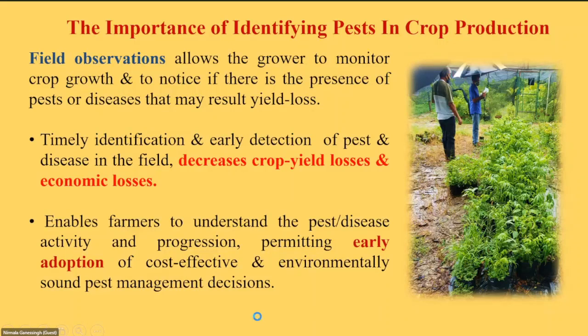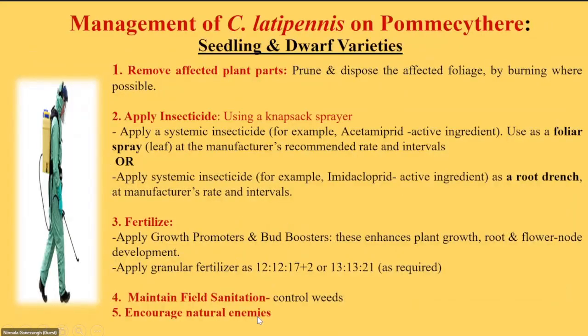The picture shows a protective layer. So how do we manage it? How do we manage and control this psyllid? This slide shows the management strategies of the psyllid on dwarf varieties and seedling plants of Pommecythere. So these are the smaller plants we're talking about here. Number 1, remove affected plant parts. Prune and dispose the affected foliage by burning where possible.